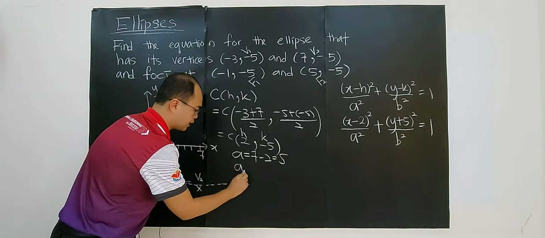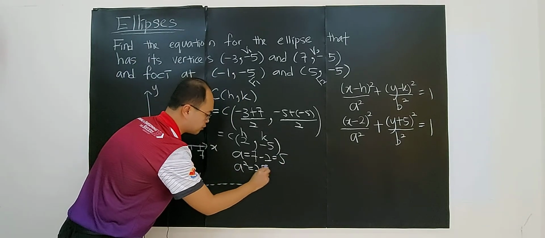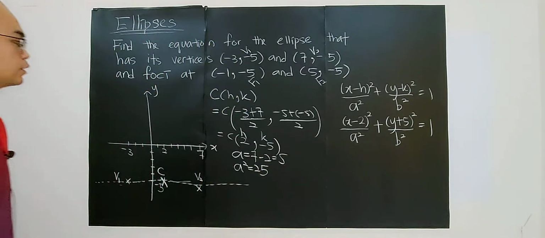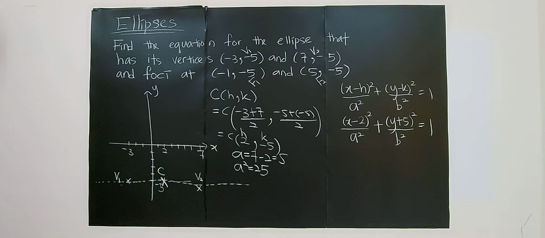After that I will know my a square. We will know with 25, right? I have my value of a square, 25. So lastly, we need to find the b square, right? We need to find the b square.